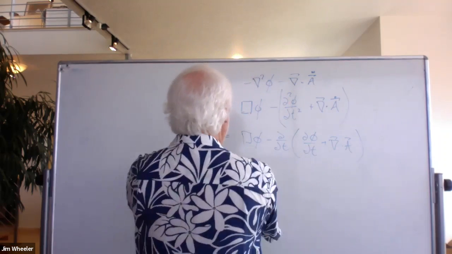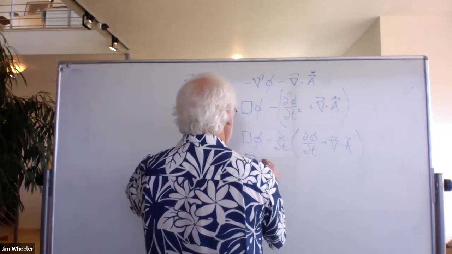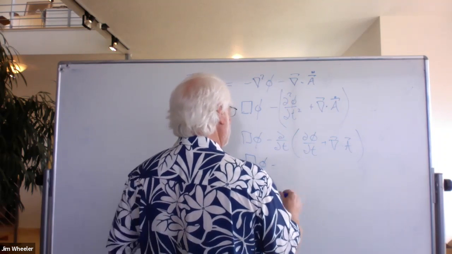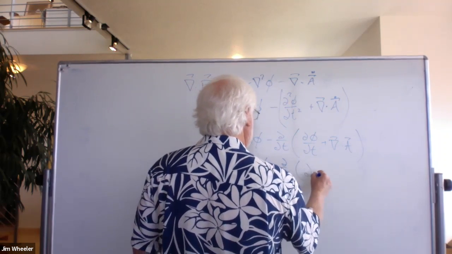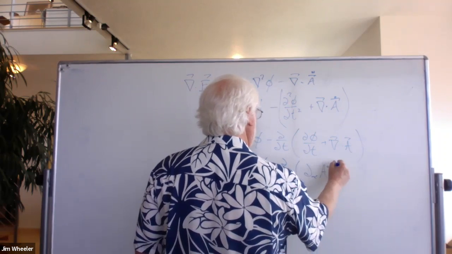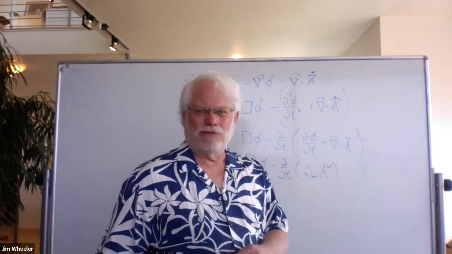But let's, here, let me write it more cleanly. I can write this as d/dt of d alpha A alpha. So it's a covariant divergence of the vector potential.